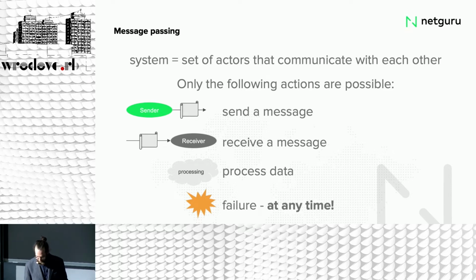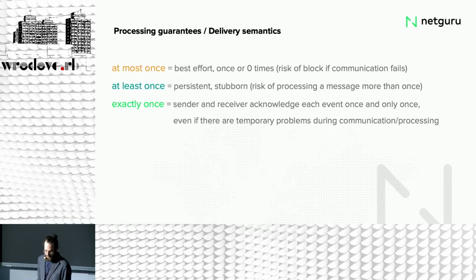So to move forward, we need a few more terms. We have three terms worth remembering. They are modes of execution, you can also see them called processing guarantees or delivery semantics. Very, very wise names, but let's go through them. You will see they're not too difficult.